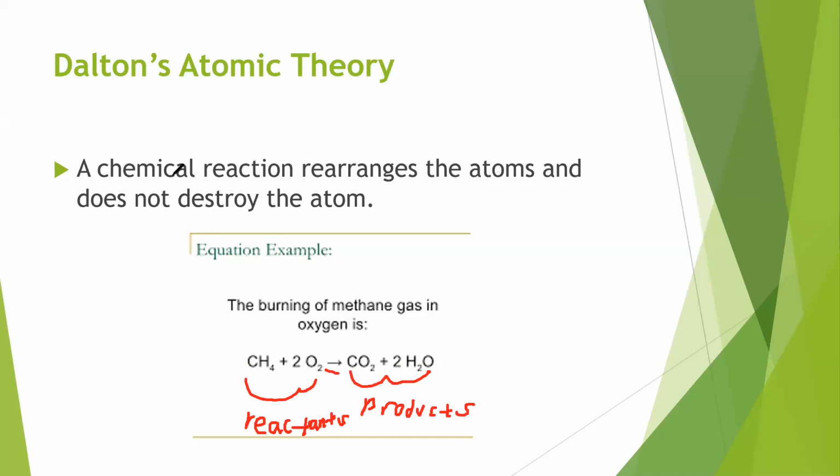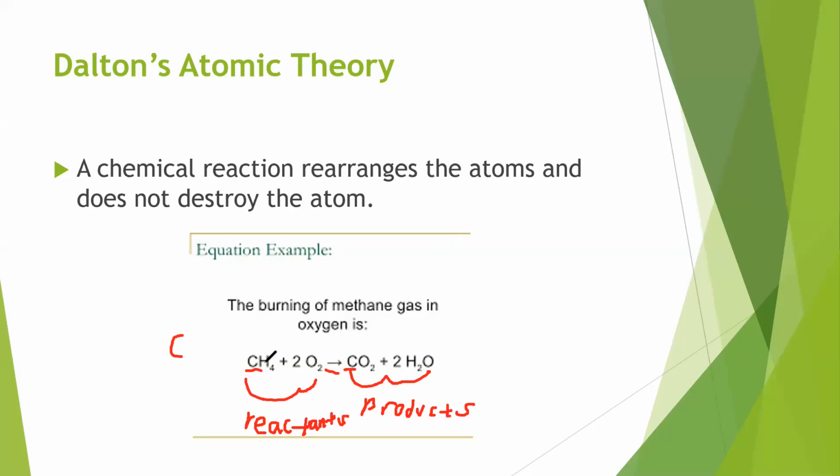So Dalton's last postulate says, however many carbon atoms you have on the left, you have the same number of carbon atoms on the right. This shows that we have one carbon atom on the left, and then we have one carbon atom on the right. So the carbon atom doesn't get destroyed or changed to a different atom. There's always one carbon atom on the left and one carbon atom on the right.